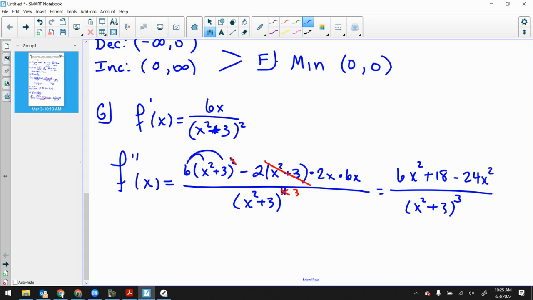Now let's combine like terms. I should have checked my key, I would have seen that. Because that should be a negative 18x squared plus 18 all over x squared plus 3 cubed. That's f double prime. Negative 18x squared plus 18. There we go.